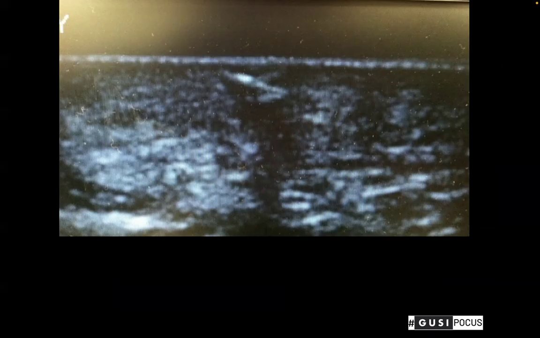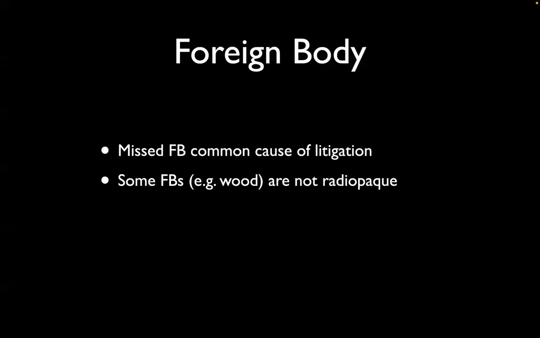And so with very fine foreign bodies, it is tough to see on the Butterfly, and you will likely need a higher resolution machine, such as a cart-based machine. But with that being said, a foreign body looks bright white like this. All foreign bodies look the same. It's bright white, casting a big shadow underneath it. And foreign bodies, if missed, are a common cause of litigation.